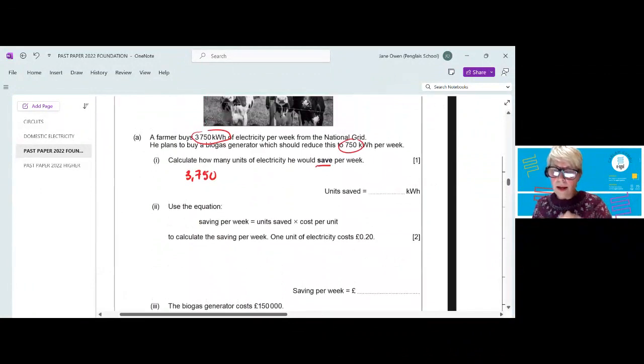Okay, so calculate how many units of electricity he could save per week. So let's find how much we would save. So take away the 750 and we've got ourselves 3,000. Now make sure you put the answer. You can put the answer here, but make sure you transfer it onto the answer line. Otherwise, they won't give you the mark.